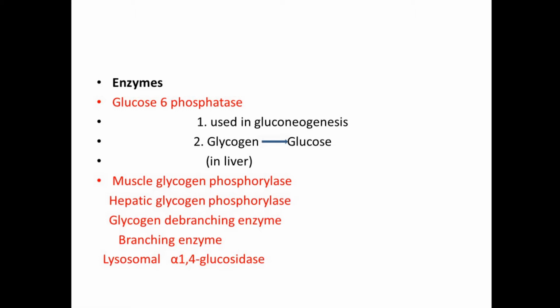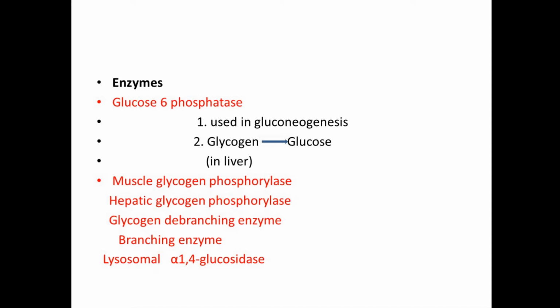Glucose 6 phosphatase is a very important enzyme because it is not only used in the conversion of glycogen to glucose, but also in gluconeogenesis. If someone is deficient of this enzyme, they have a problem in two pathways: gluconeogenesis and the conversion of glycogen to glucose. The action of this enzyme is the conversion of glucose 6 phosphate back to glucose, and this is not needed in the muscles because muscles directly take glucose 6 phosphate to glycolysis.